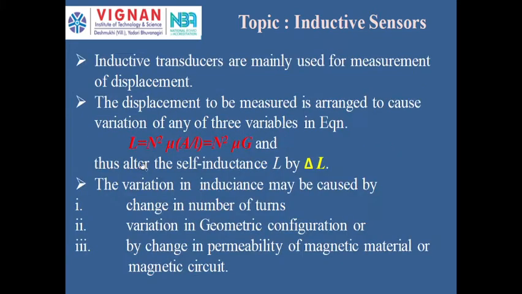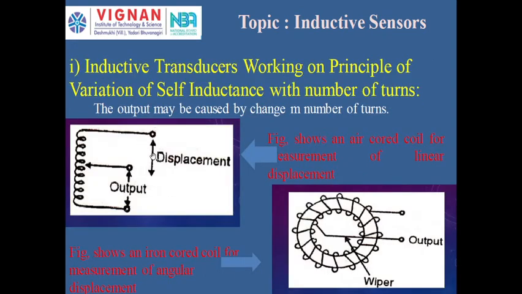As the number of turns changes, what happens? Inductance changes. Okay. That means the output voltage may be changed by the change of number of turns. So this is an air core coil, where there is no core, so we can say that it is an air core coil.